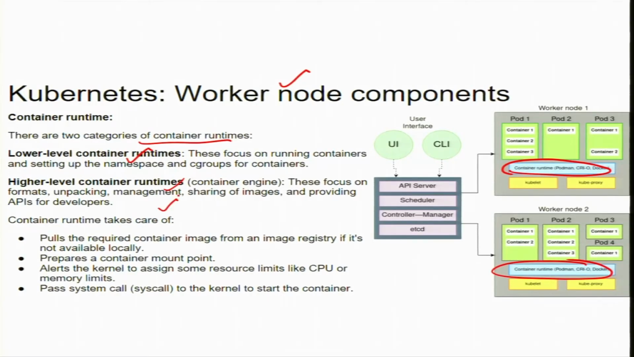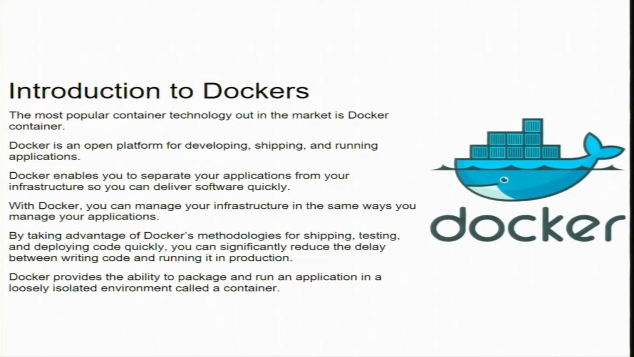The container runtime has to take care of pulling the required container image from an image registry if it is not available locally, preparing a container mount point, allocating some resources to the container, and passing a system call to the kernel to start the container. Therefore, the container runtime is almost like an operating system of a worker node, which supports these containers and the pods. Now, let us introduce Docker.